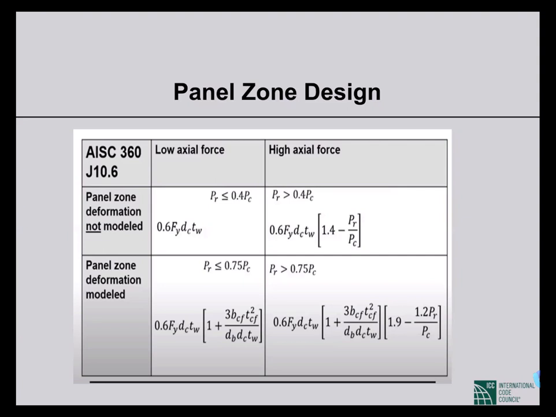Okay, the column shear forces will come from beam axial forces, right? So for lateral load, there will be shear forces at the end of the columns, and those shear forces will reduce the capacity of the panel zone. So for high axial force, we consider and we reduce those terms from the capacity.